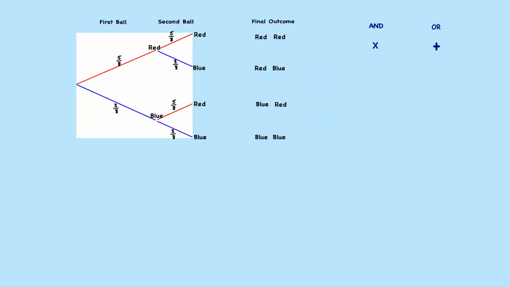In probability, there are two very important words. We have "and", which means multiply, and we have "or", which means add. With that in mind, let's have a look at a few questions based on the probability tree drawn. So remember, and means multiply and or means add. So let's find the probability that the balls chosen are both red.